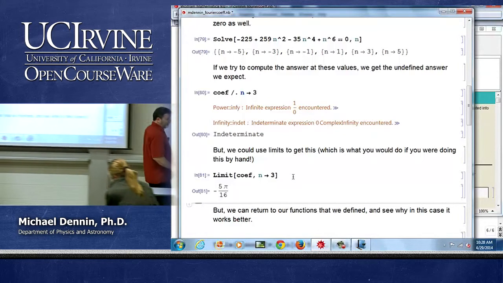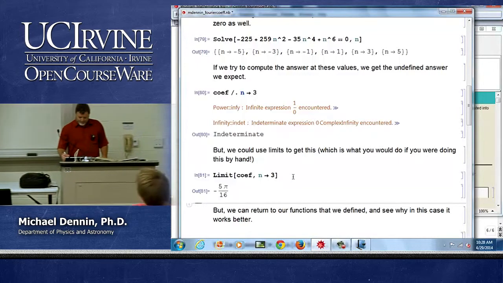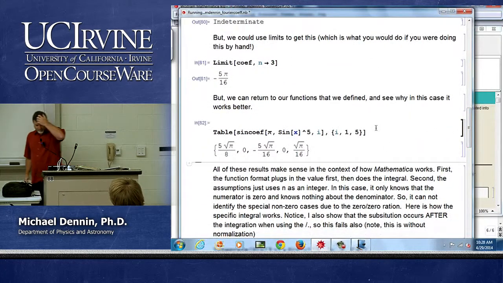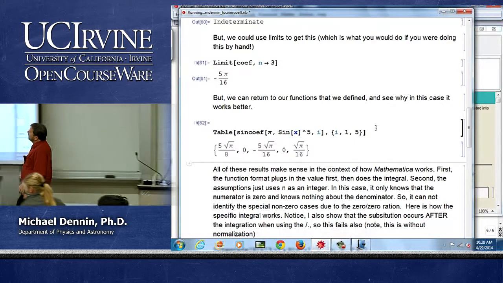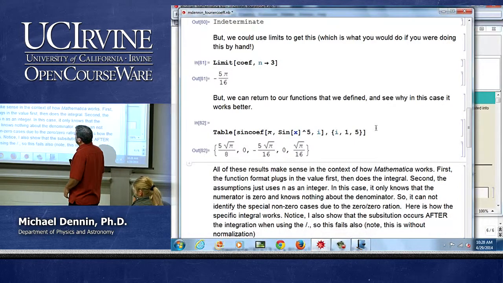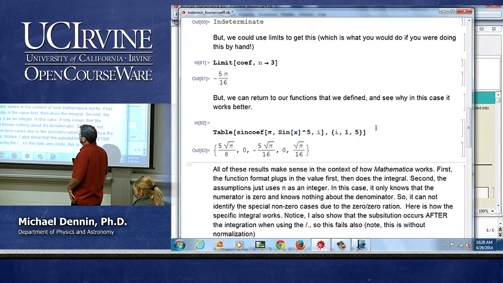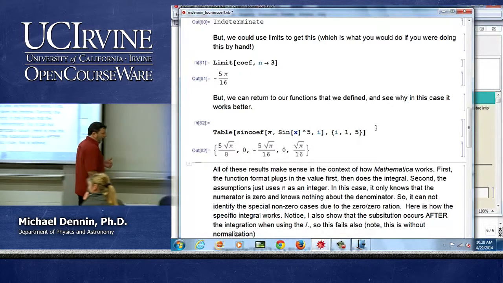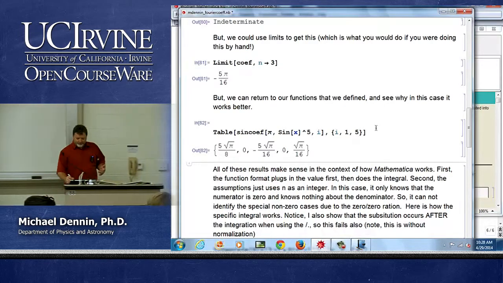But it turns out, in this case, if I use my sine coefficient function, it integrates everything fine. And I wrote some nice words here, it's basically because of the order that it's doing it. So let's look back at the things that are going wrong here.